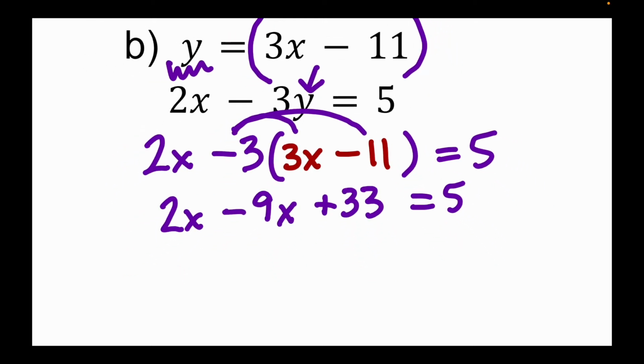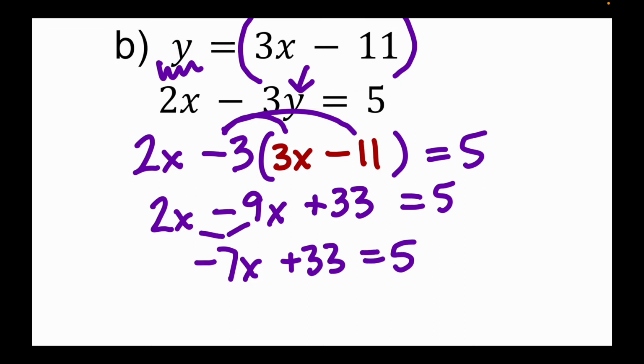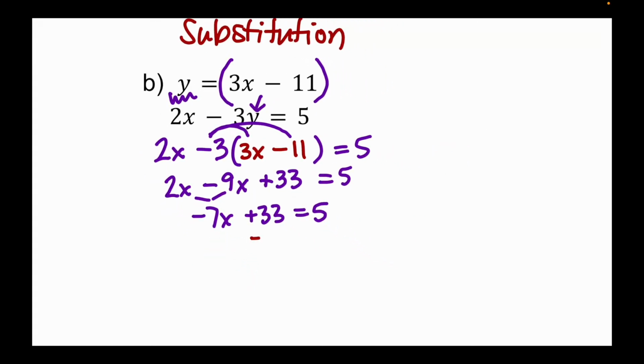So now we have 2x minus 9x. So 2 minus 9 will give us -7. So this will be -7x plus 33 equals 5. We're just combining these two. Let's subtract 33 from both sides.